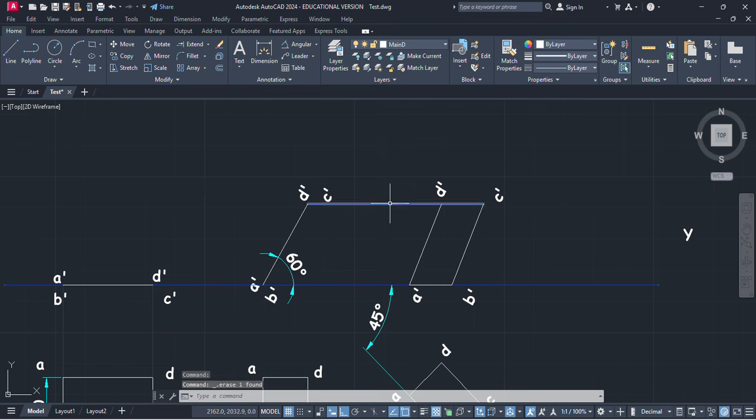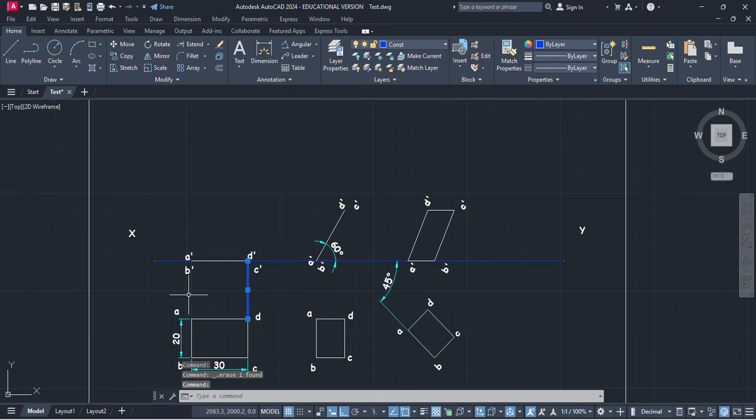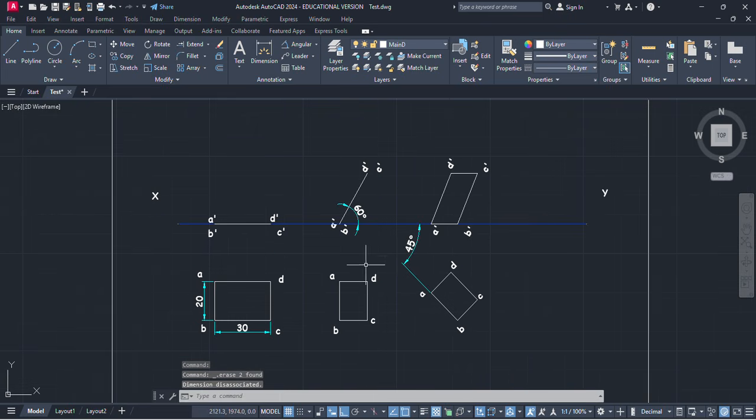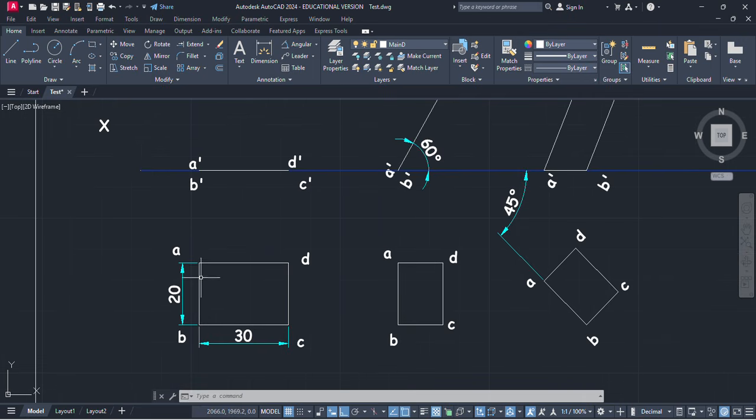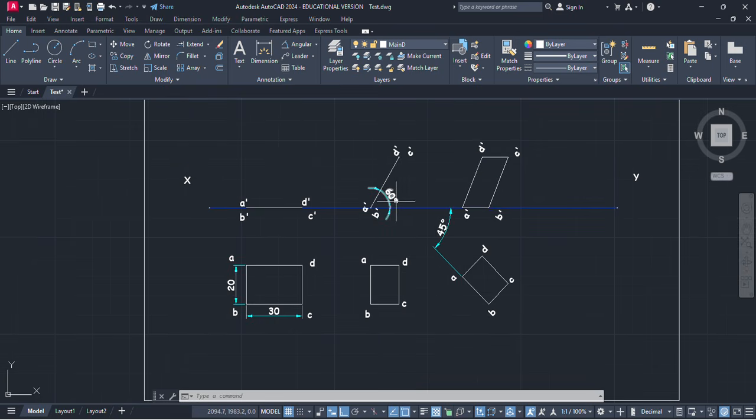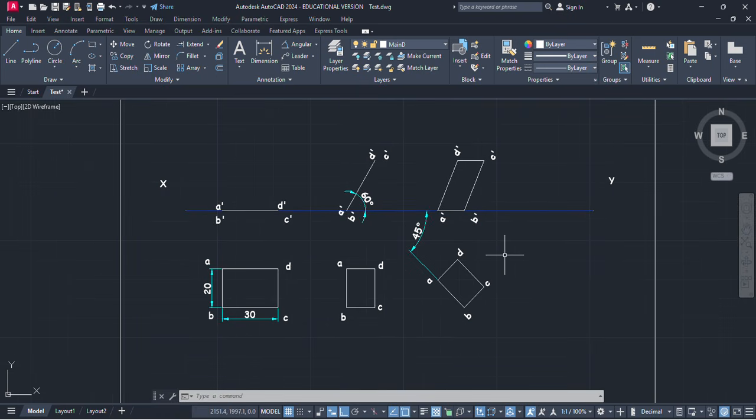After removing the construction lines, this is our projection of the plane, which is of a rectangular plane resting on HP on one of its edges, AB, and while resting on HP on this edge AB, it makes an angle of 60 degrees with the HP. And along with these two conditions, the next step is to incline this with the VP. So while resting on AB, it makes an angle of 60 degrees with HP, and along with these two, this edge AB is inclined at 45 degrees with the VP. So this is the projection of a rectangular plane.